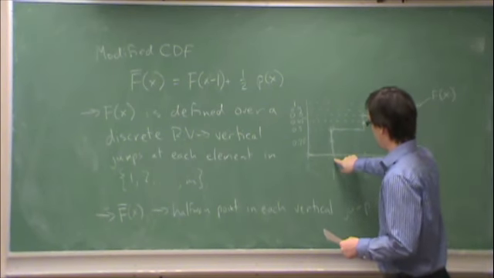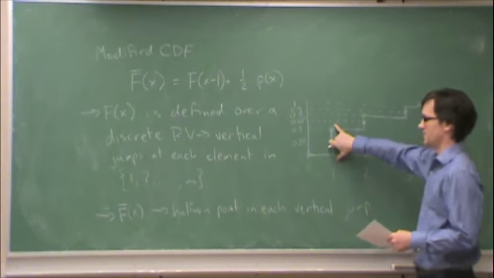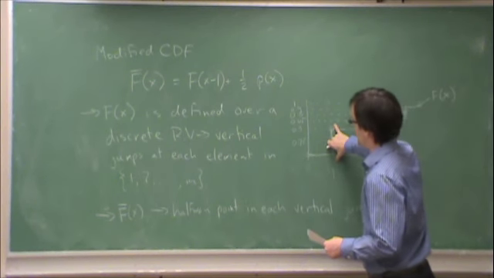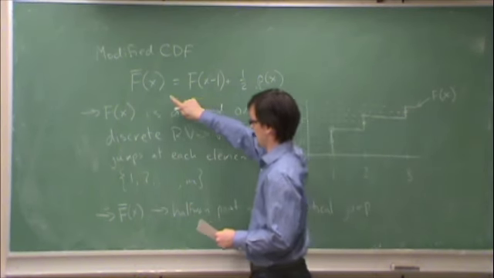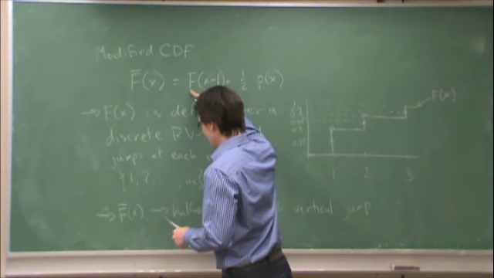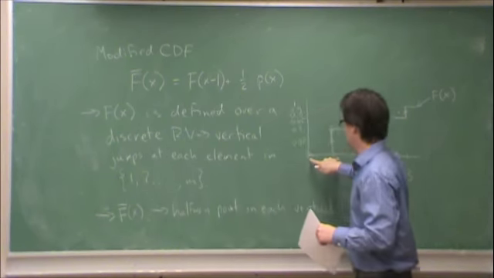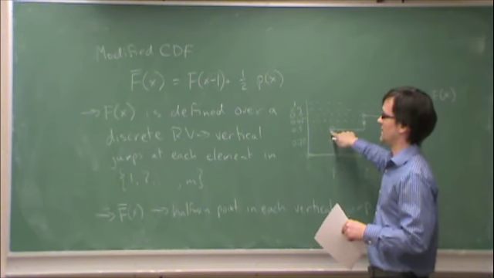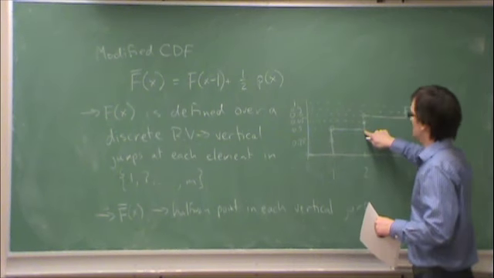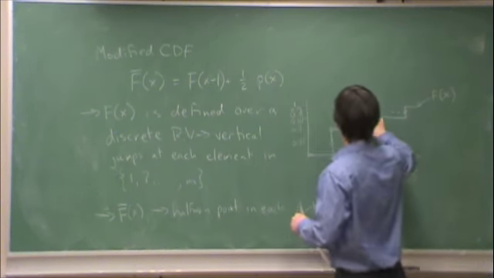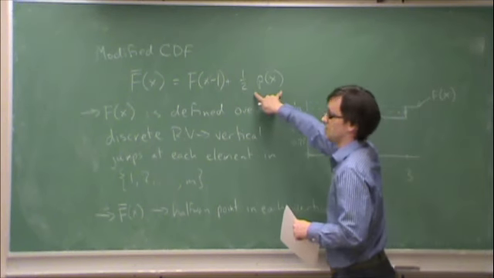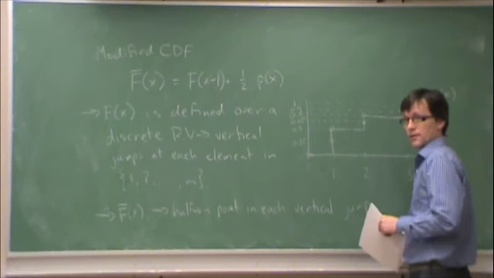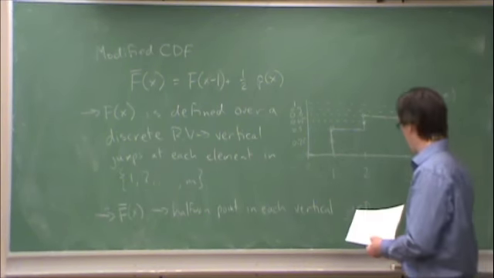Every time I have an integer, I have some probability associated with it, so f of x will jump. And f bar of x contains the bottom of the jump, which is equal to the CDF at the last integer, plus half of the magnitude of the jump. The magnitude of the jump is always p of x. So what we get is always halfway up each of these jumps.